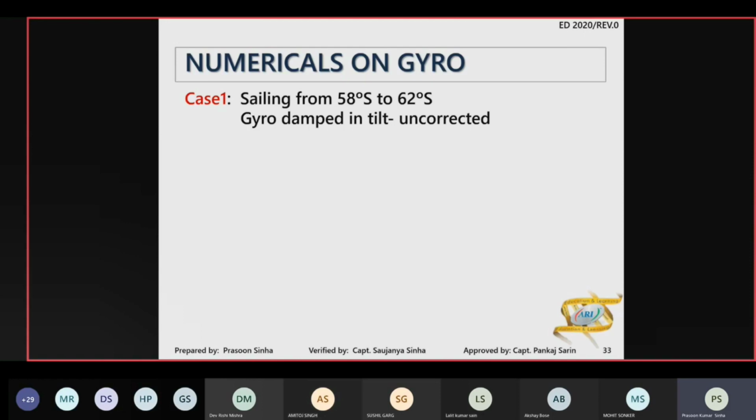Although this is the result over a whole duration, that 4 degrees of latitude you are changing, when you are sailing at a given latitude you must feed that value in the gyro compass and it will make its own correction. You don't have to manually calculate and apply. But that's in modern gyro compasses. Here we are doing an academic exercise of numericals. So it is clearly saying it is uncorrected. So who will do the correction? Manually, you will do the correction.